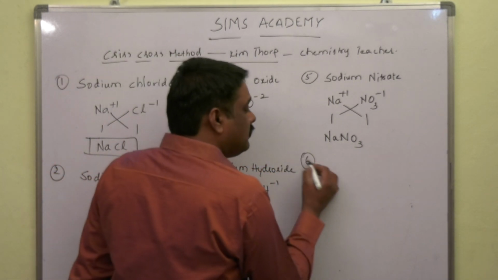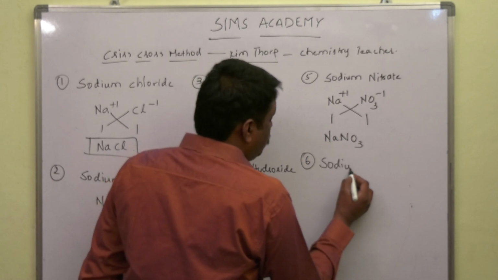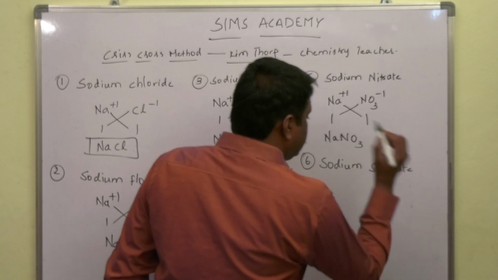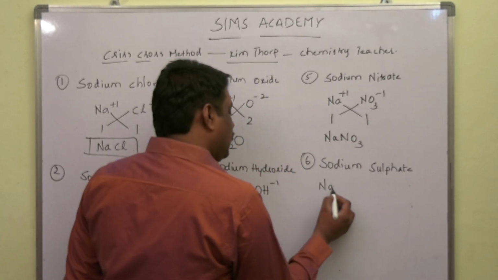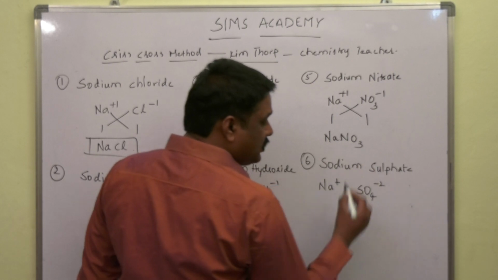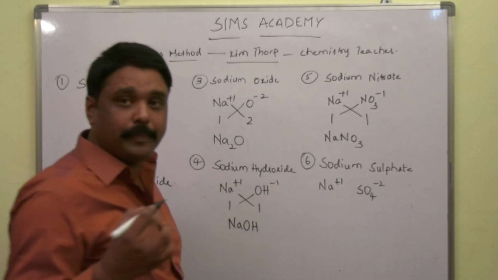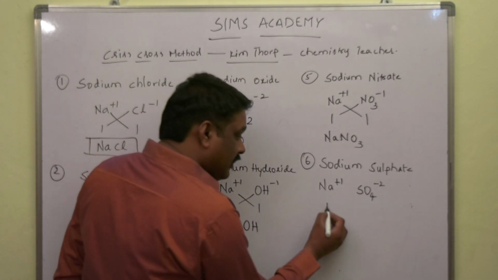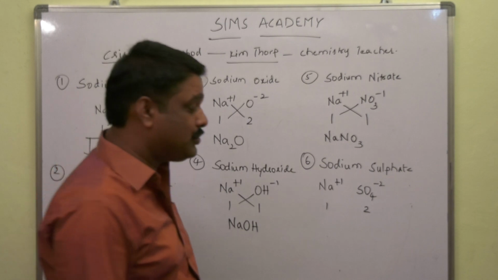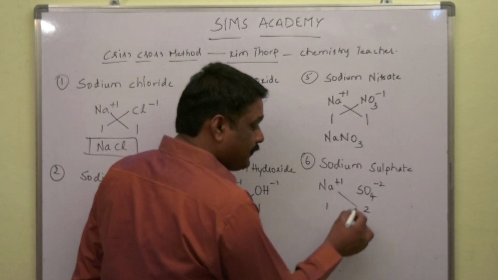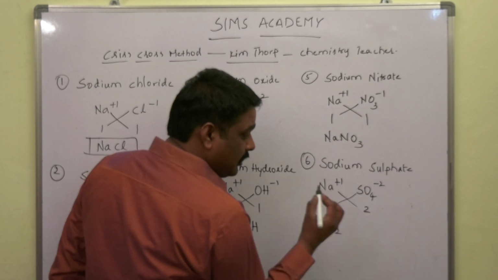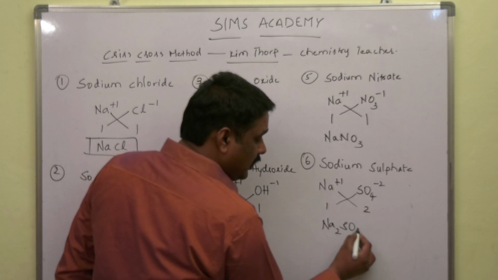And yes, first I asked you about sodium sulfate. Sodium is again Na plus, sulfate is SO4 minus 2. This is plus 1, and here 2 is the magnitude of the charge. Criss cross: Na twice, SO4.